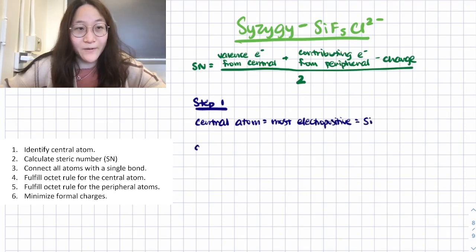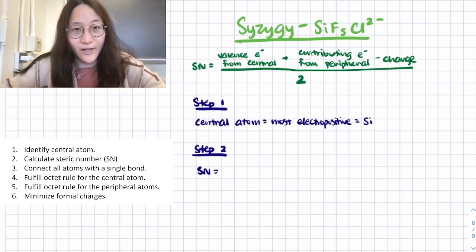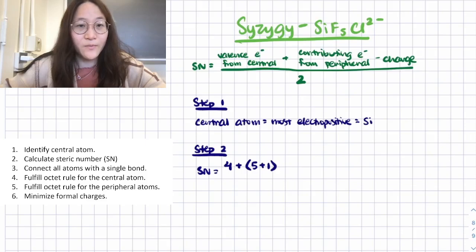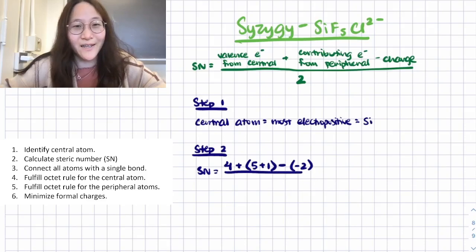Our second step is to calculate our steric number. If you recall, the steric number formula is written right above. In this case we have 4 contributing electrons from our central atom, 5 from our fluorines, and 1 from our chlorine, and all of this is divided by 2. Oops, my mistake. We also have a charge, and this is our first time seeing that, so we have to add 2. All of this is over 2, and it gives us a steric number of 6.